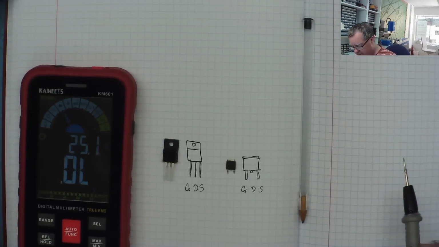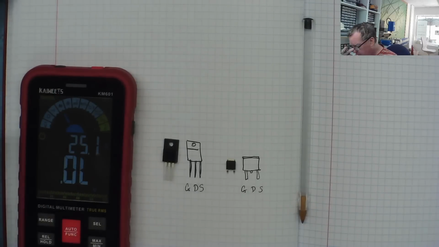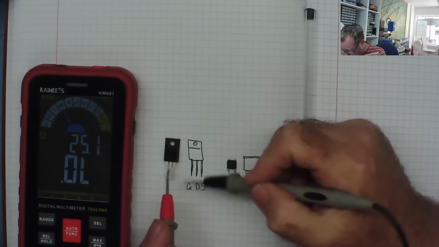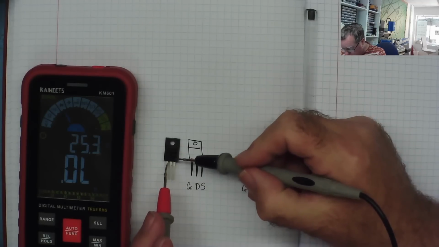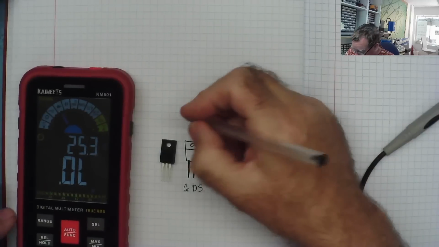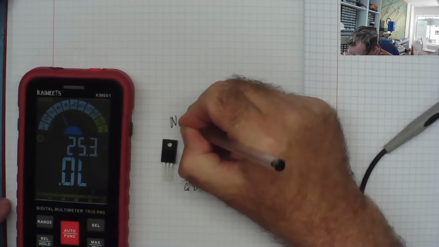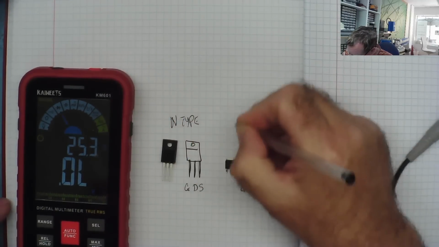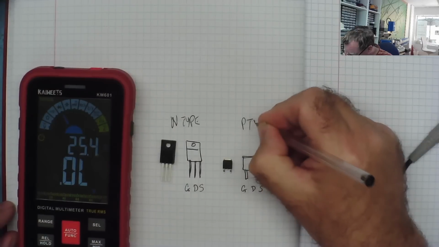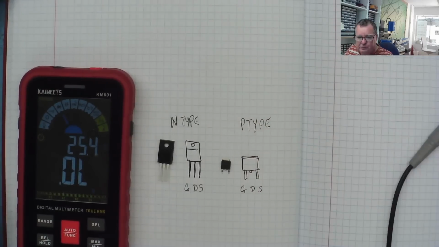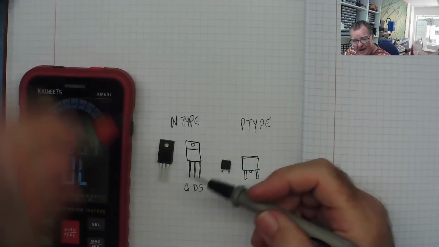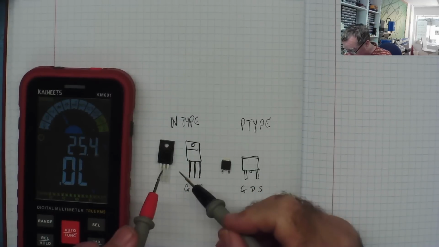So we'll take our meter and we will first measure between the drain and the source. This is the N channel, N type, and this is the P type, to save any confusion with what we're doing. Okay, so with the N-type, let's have a look between the drain and source.